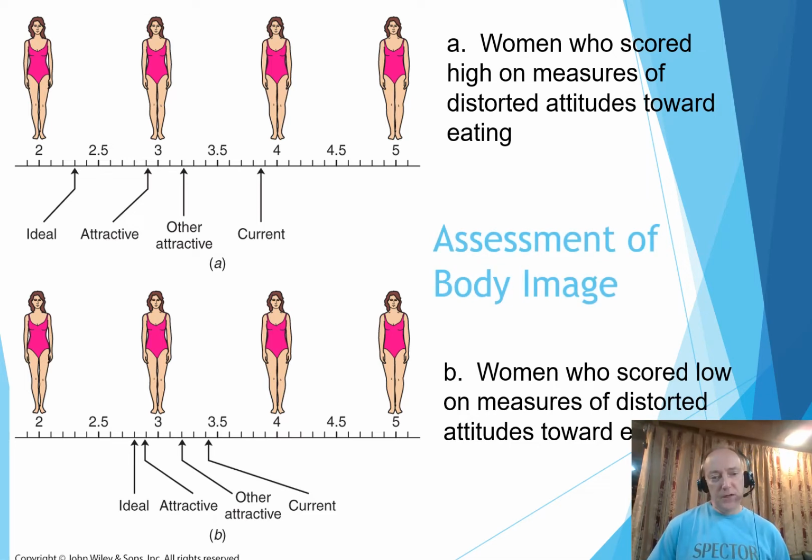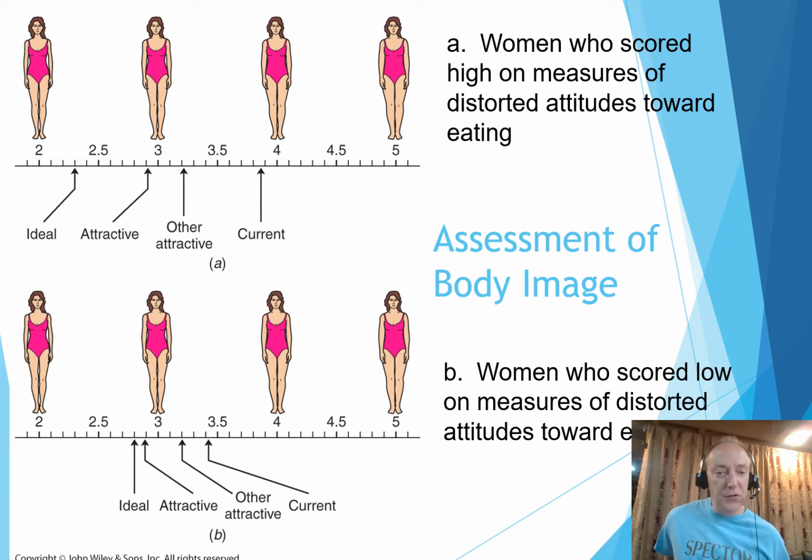We also have to assess the person's body image. And one thing that we have to note is that, again, because of things present in our society, even non-diagnosable women tend to have distorted body images. So this is just a side-by-side comparison of the body images of women who scored high on an eating disorders inventory, like we just talked about, versus ones who scored low.